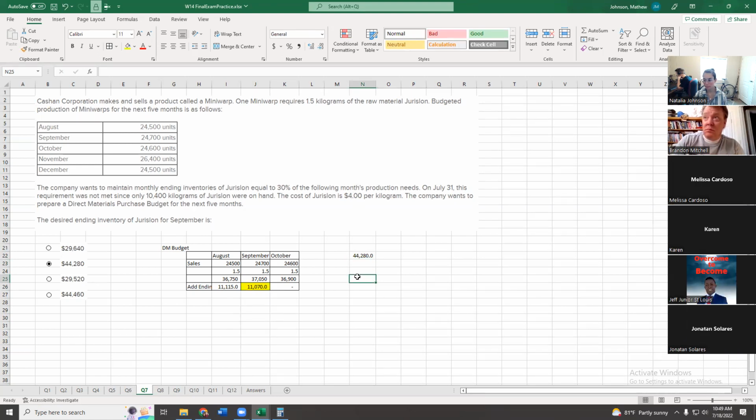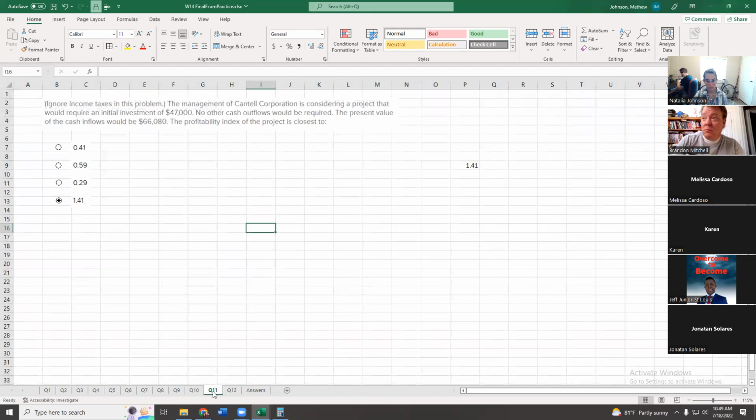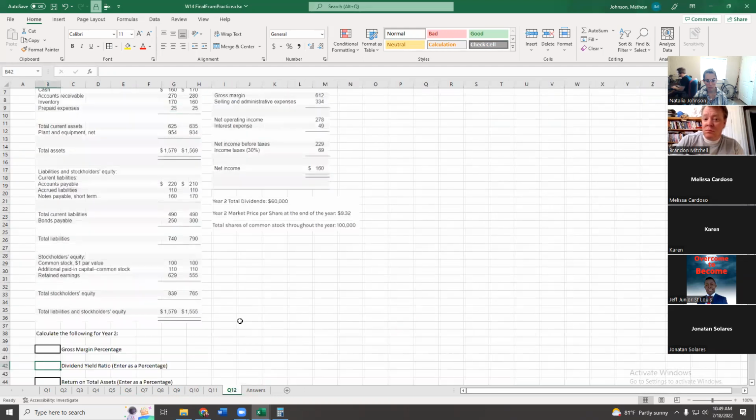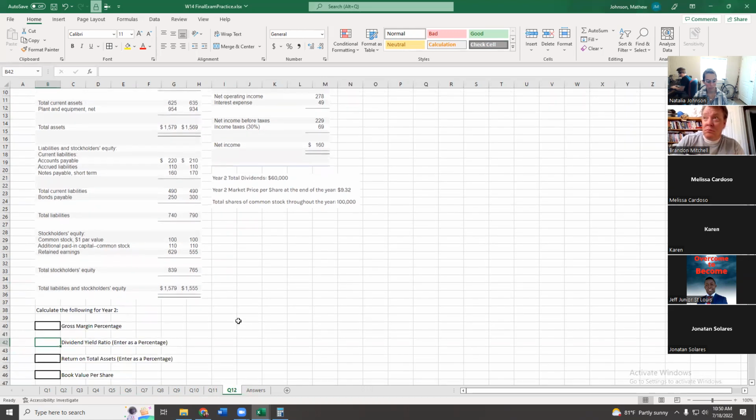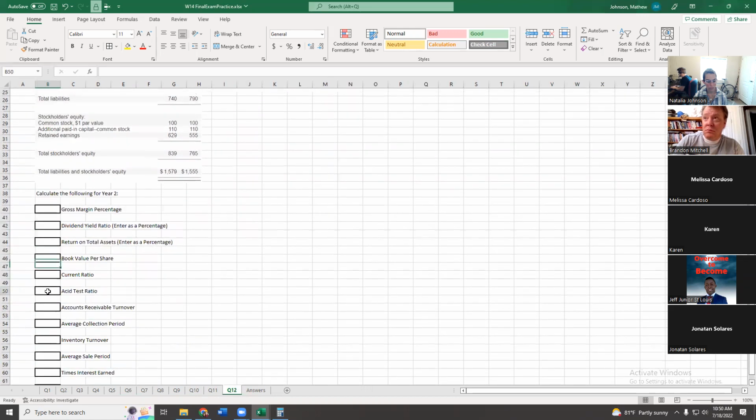I have a question, Natalia. For the last question, not for the other word, 12. In the last week, I tried to calculate return on total asset, and I couldn't get the same answer as the official answers. Can you calculate it this time? The third one, return on total asset.